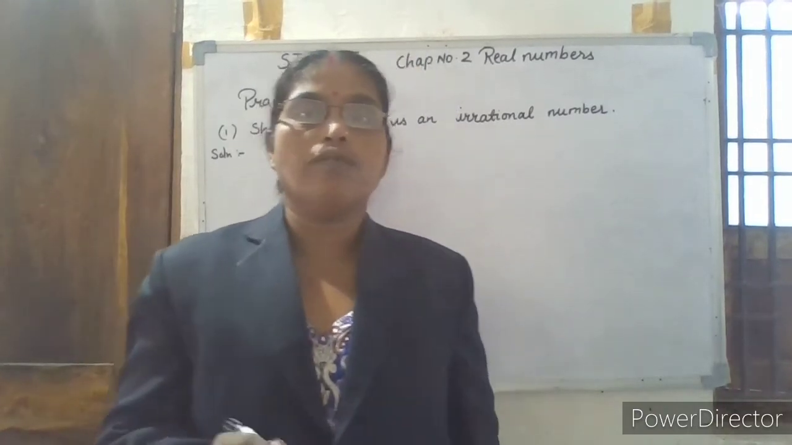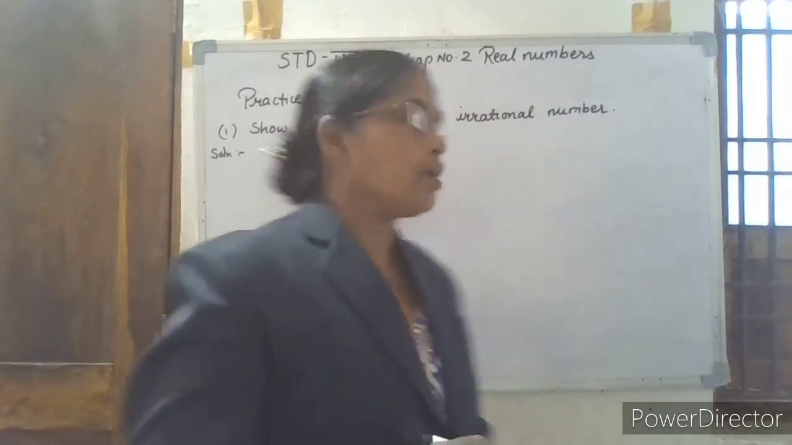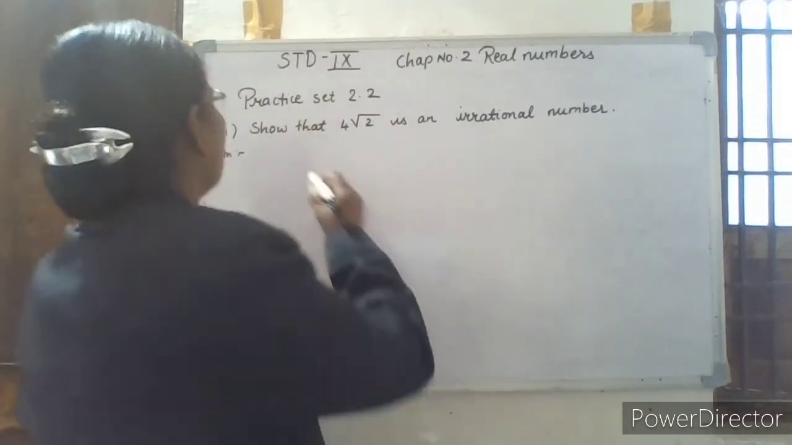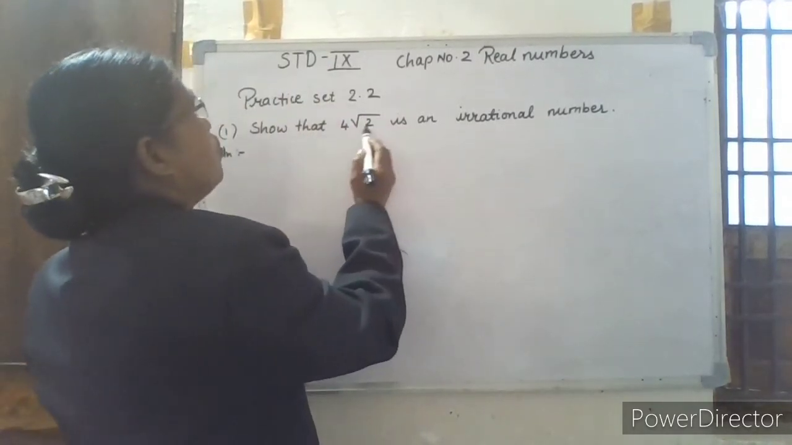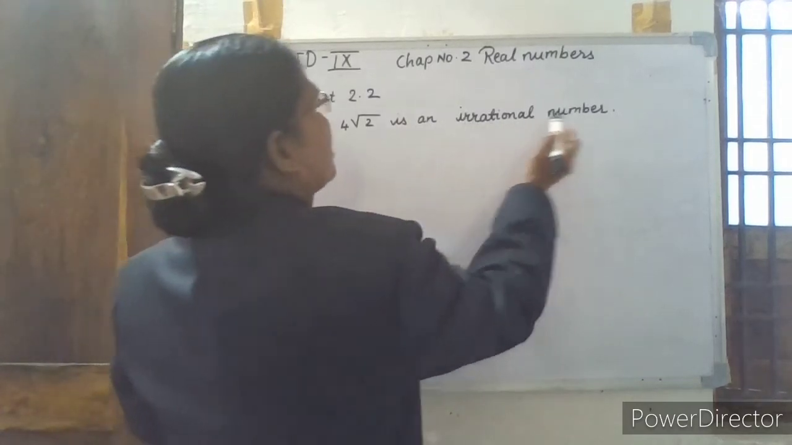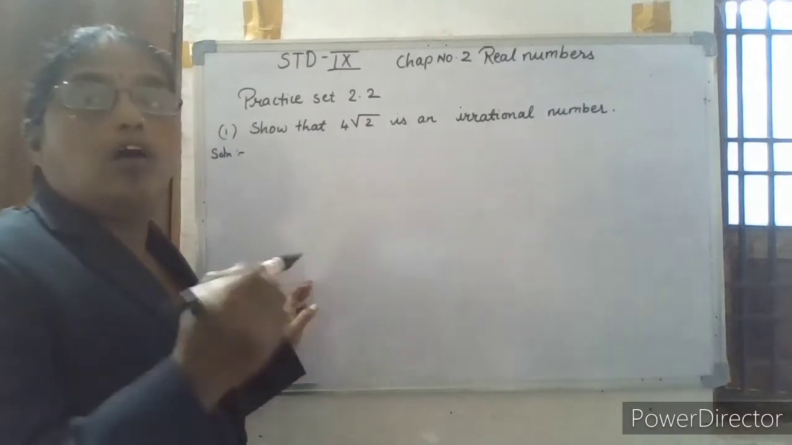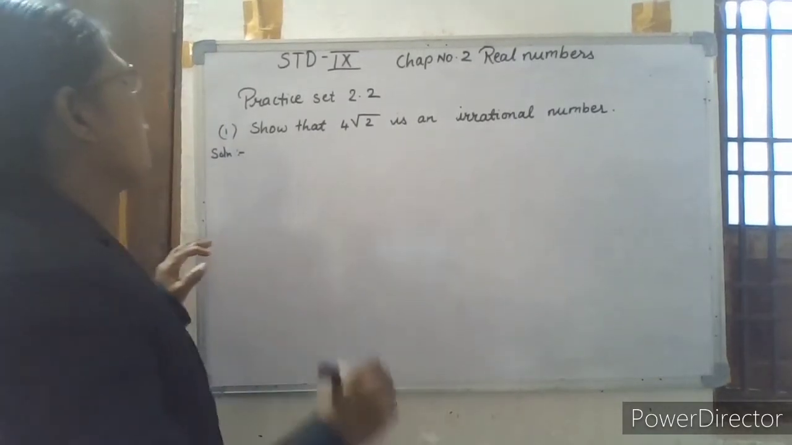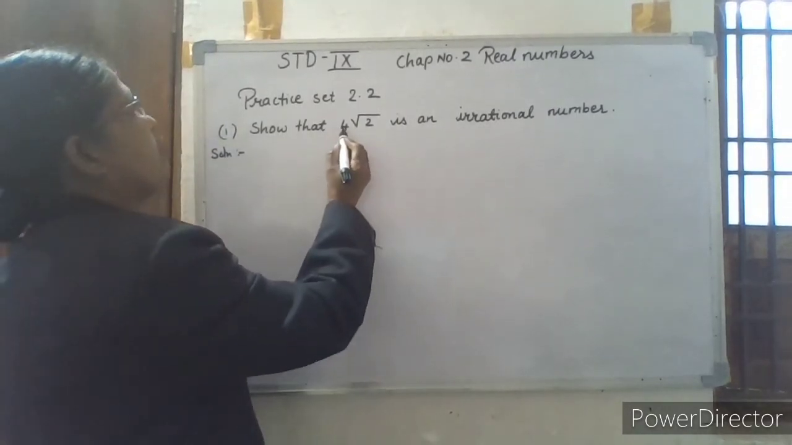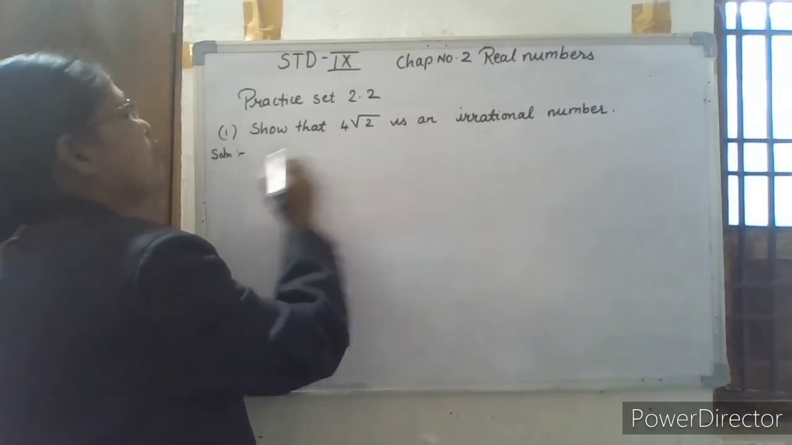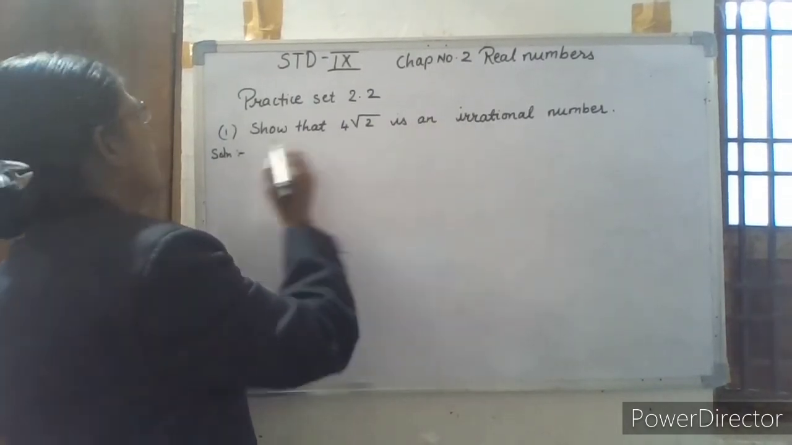Students, today we are going to start with practice set 2.2. First question: show that 4 root of 2 is an irrational number. So we will prove this in the opposite way, by assuming that 4 root of 2 is a rational number, the opposite of irrational.